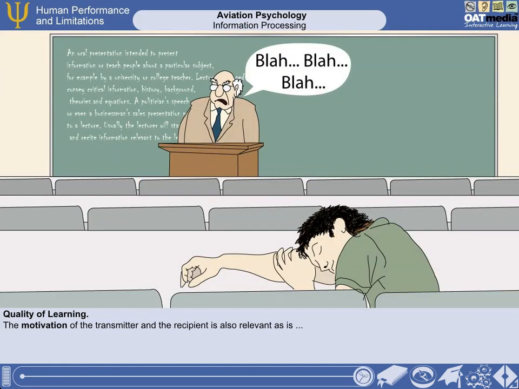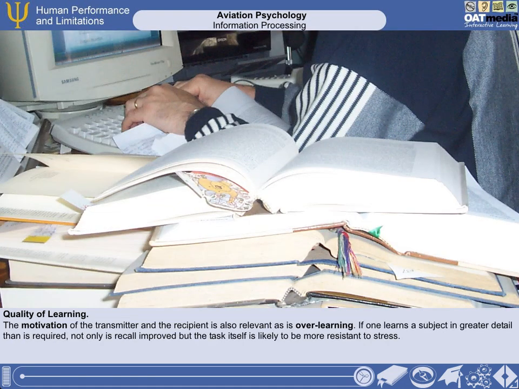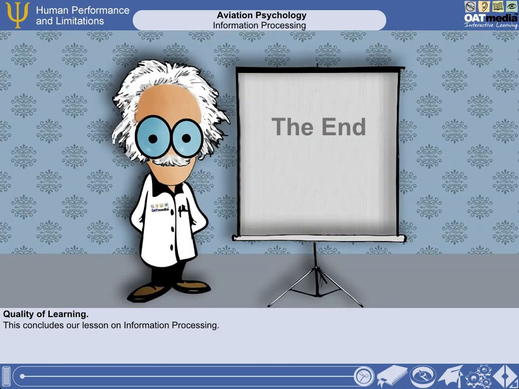The motivation of the transmitter and the recipient is also relevant, as is overlearning. If one learns a subject in greater detail than is required, not only is recall improved, but the task itself is likely to be more resistant to stress. This concludes our lesson on information processing.